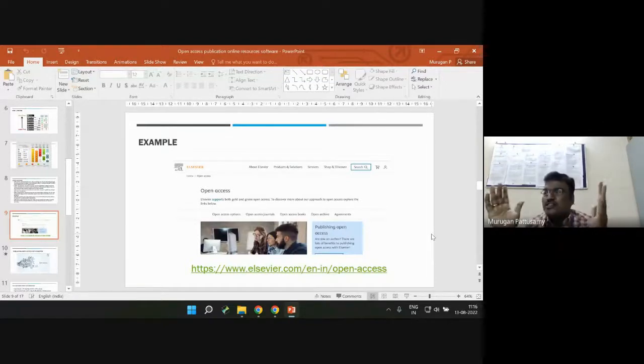Now able to distinguish the journals which are supporting open access publishing, the journals which come under complete open access criteria, and then the type of licenses given in some of the journals, like starting from CC BY attribution to CC BY-NC-ND. Now getting some clarity over all those steps.